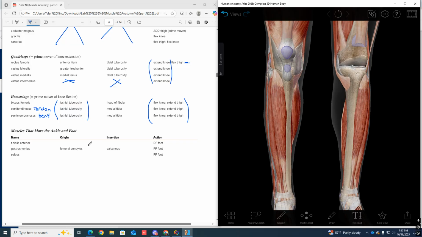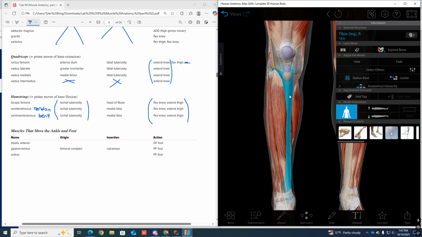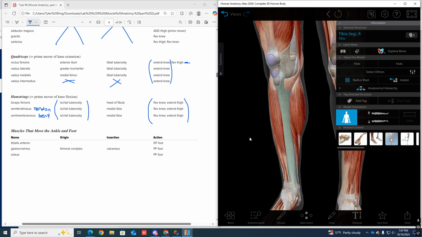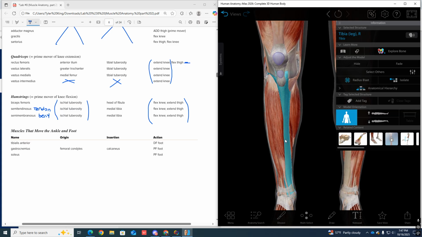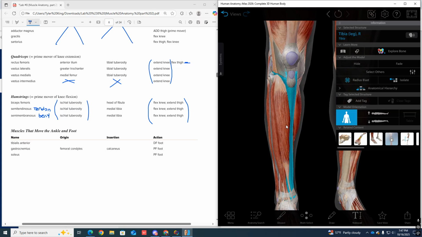All right, so the muscles that move the ankle and the foot. Tibialis anterior. It's called that because it is the muscle that is on the anterior aspect of the tibia. So the tibia is right here. We can see there's a collection of muscles here. The one that is anterior to the tibia, though, is this guy, tibialis anterior. What is this guy responsible for? We haven't talked about this action yet, but it is called dorsiflexion.